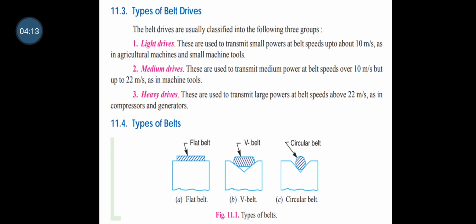And second is the V belt. It is mostly used in factories and workshops, where a moderate amount of power is to be transmitted from one pulley to another when the 2 pulleys are very near to each other. And the third type is the circular belt or rope. It is mostly used in factories, where a great amount of power is to be transmitted from one pulley to another when the 2 pulleys are more than 8 meters apart.